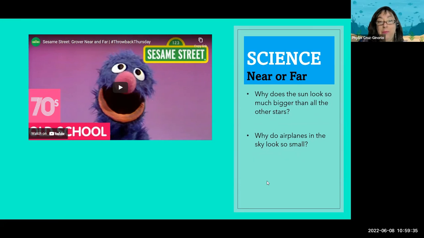Now you understand why we're learning about near and far. So how can we make objects appear larger to us? What would we have to do to make that airplane that's so tiny up in the sky look bigger? Okay, how could we make it bigger?